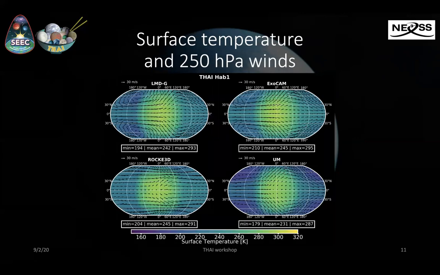We can also see that between the models, if we look at the 250 hectopascal winds in the jet, ROCKE-3D has a very well-defined jet structure in a superrotation, while the others are weaker. We can see the gyres here on the west hemisphere. That's a sign of a weaker dynamical regime. We see differences in surface temperature, but with very close mean values, so the climate has very good agreement. The dynamics are slightly different, but this is due to the specific position of TRAPPIST-1e.